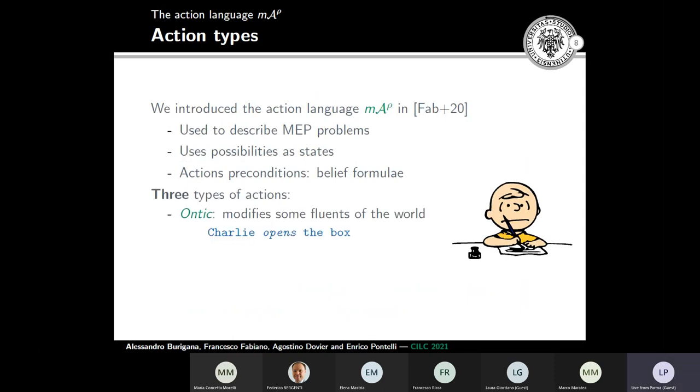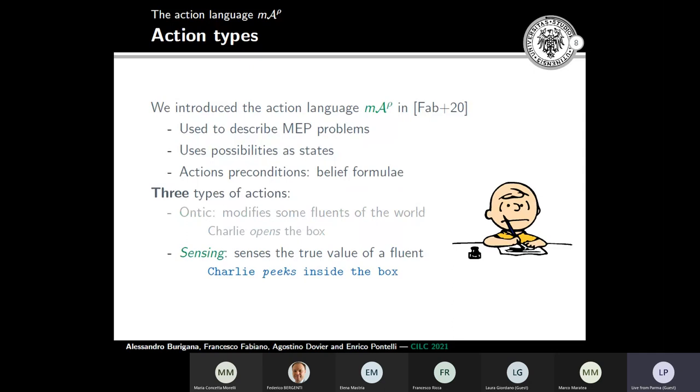First of all, we have ontic actions. Ontic actions are used to modify some physical properties of the world, so the values of the fluents. So for example, if we let Charlie open the box, we will put the fluent opened to true to encode the fact that Charlie actually opened the box. So the physical world now is different from before.